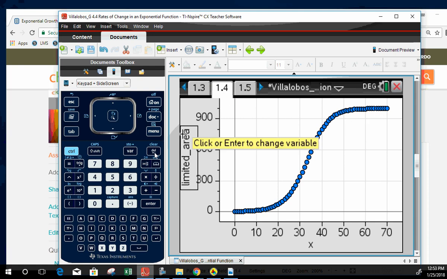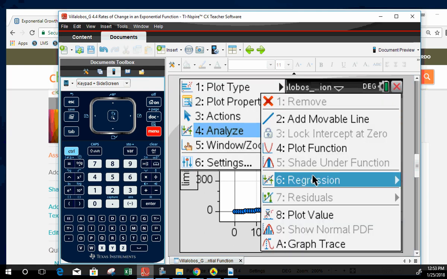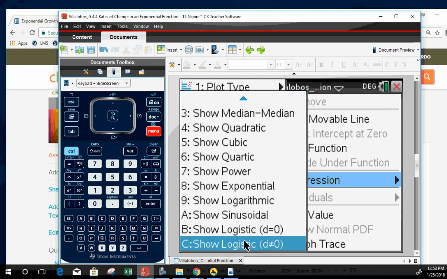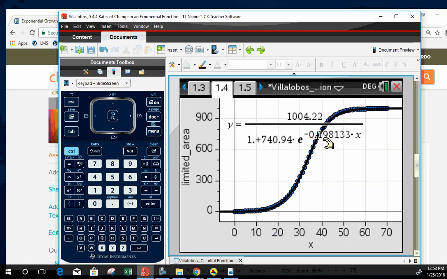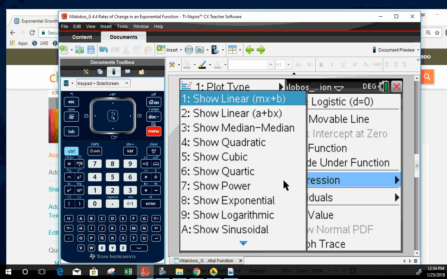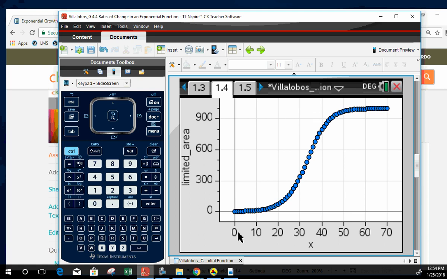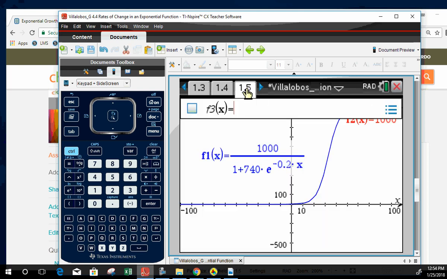And if you show the regression, logistic with d equal to 0, here, there is this. Now, how do we solve for a ourselves? Well, we could choose a point on the graph. Let me hide this regression. Choose a point, and 33, 34, 35, 36 is 627.175.